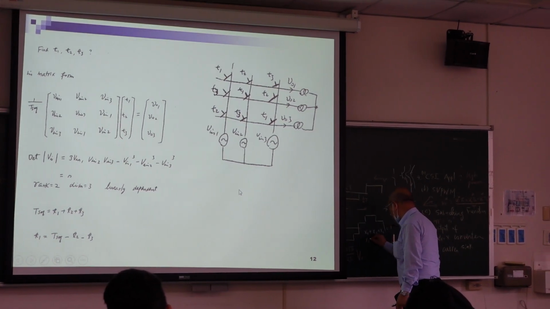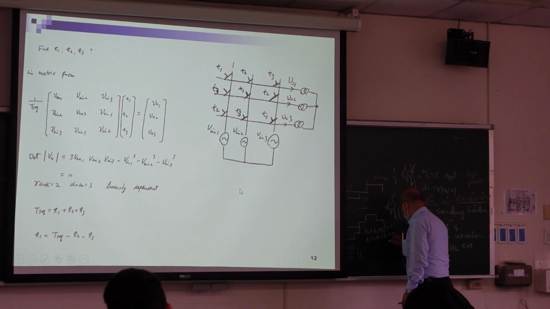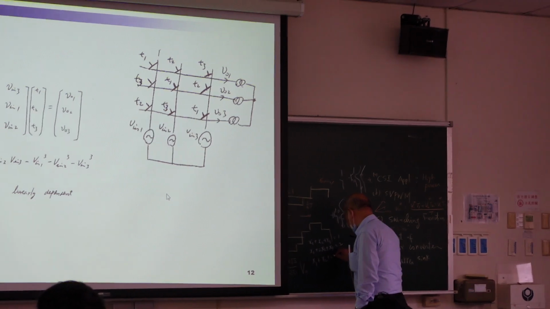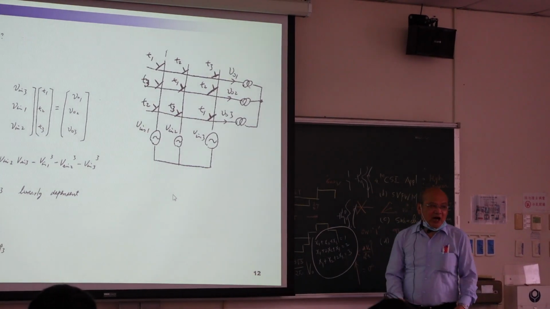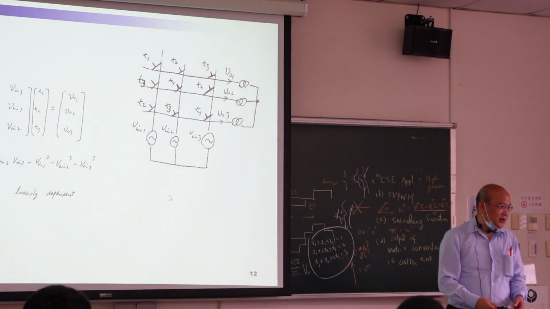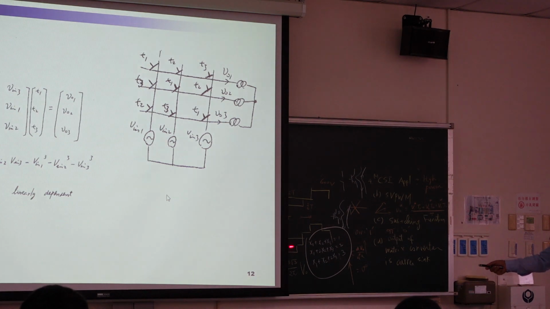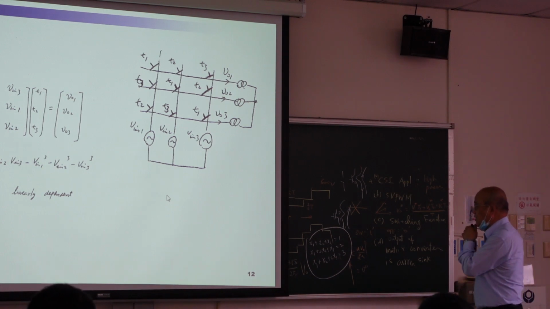You have 3 equations and 3 unknowns. How many solutions? You have done algebra. You have 3 equations, 3 unknowns. How many solutions? 1 solution, right? Everybody can solve this problem.